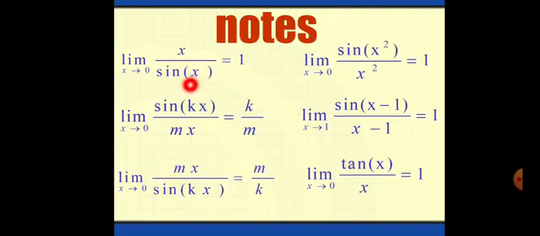So the final answer is 1. We have some trigonometric limits here, and they are very useful in the following examples. If you have the limit of x over sine x when x tends to 0, then the result is 1. The limit of sine kx over mx when x approaches 0 equals k over m. The limit of mx over sine kx when x tends to 0 equals m over k. The limit of sine x squared over x squared when x tends to 0 equals 1. The limit of sine x minus 1 over x minus 1 when x approaches 1 equals 1. And the final one, the limit of tan x over x when x approaches 0 equals 1. You can use these rules in the following examples.